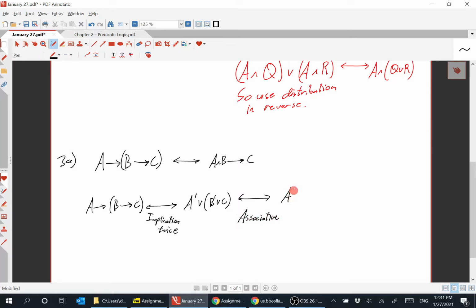So associative, this becomes A naught or B naught or C. Okay, so that's the first two steps.